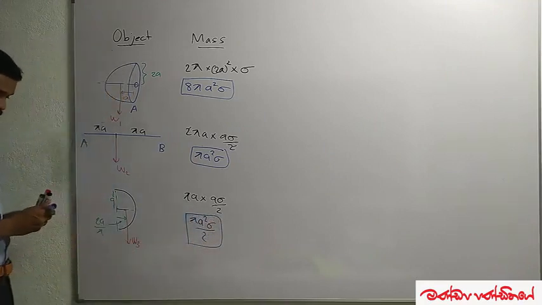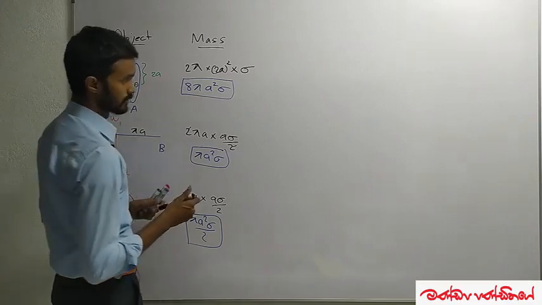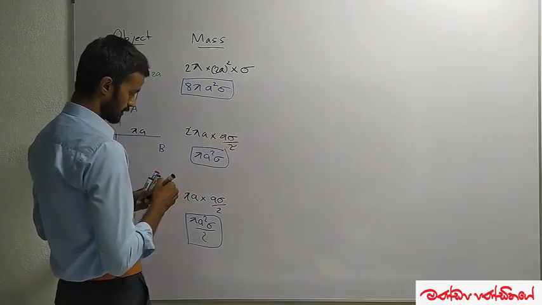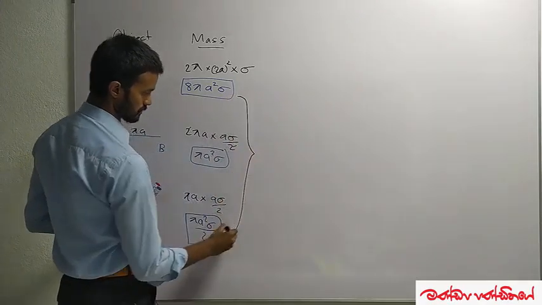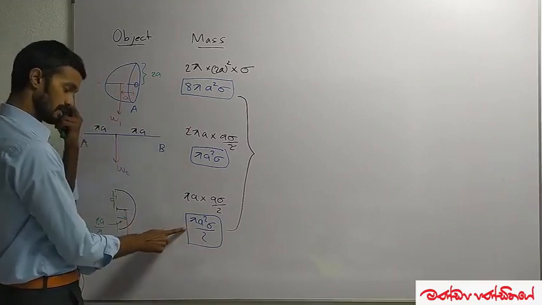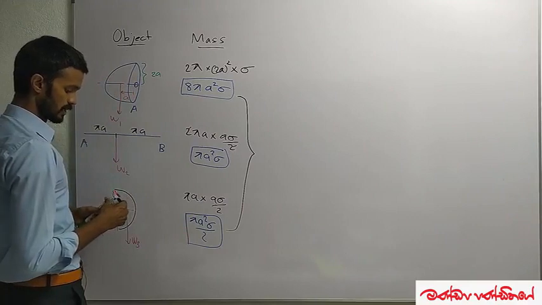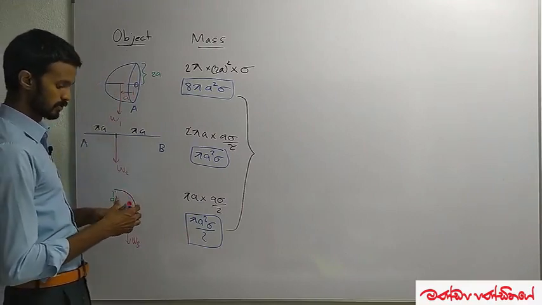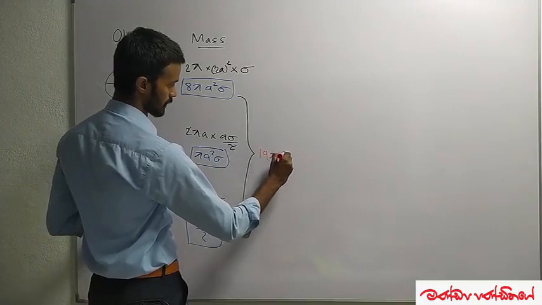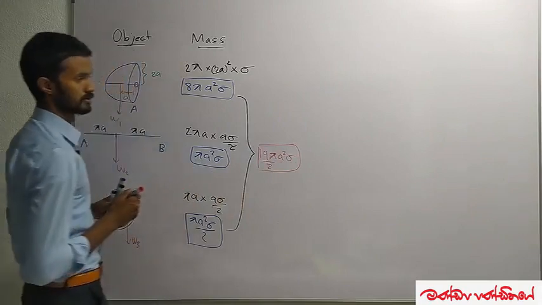We have 3 masses, and then I can write the total mass. 8 plus 1 is 9, 9 plus half means, when we take 9 as the common denominator, we have 18, 18 plus 1 is 19. So the total mass is 19 pi a squared sigma over 2. This is the total mass. This is easy.